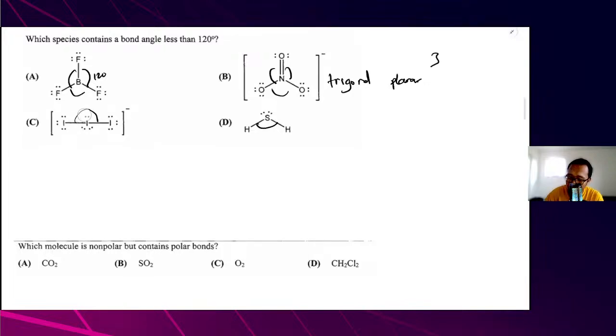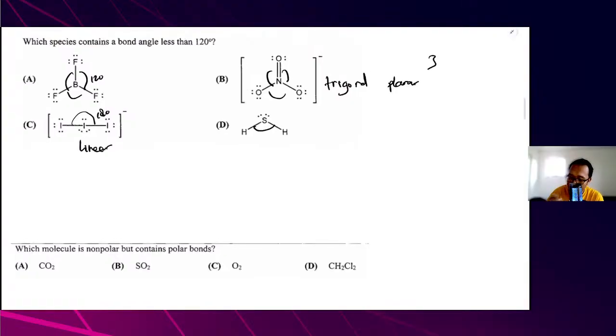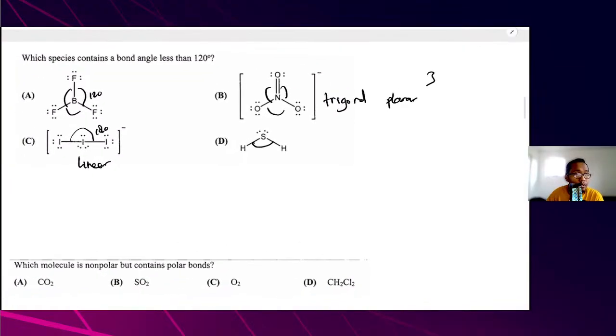However, this will be 180, right? This is linear, because of this one and this way. Yes, linear, because it's the same as steric number 2. Yeah, that's true. However, it has one lone pair, but the answer will be D. It should be D because the steric number is 4.